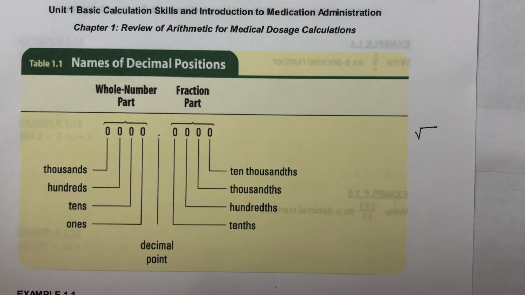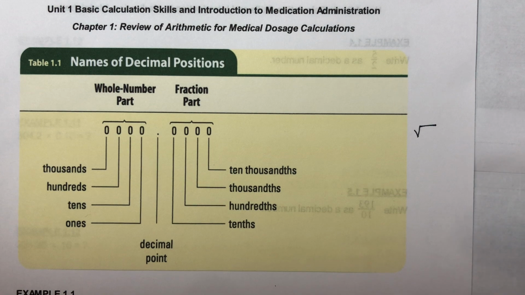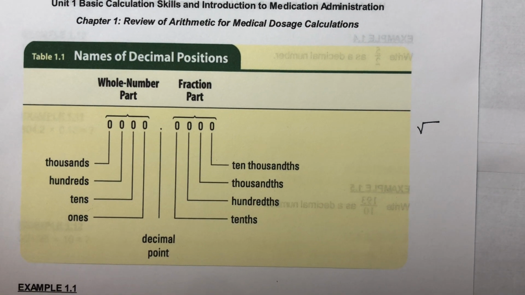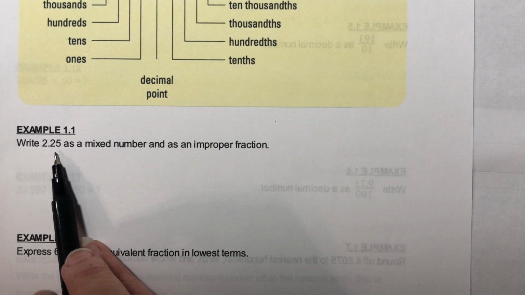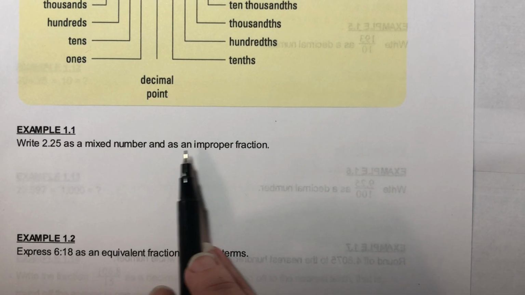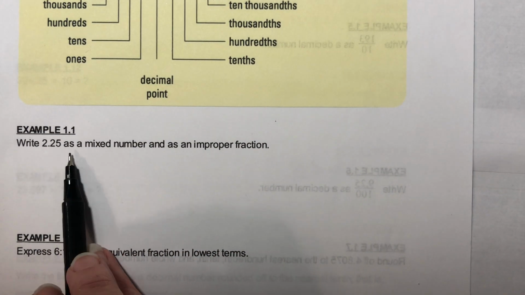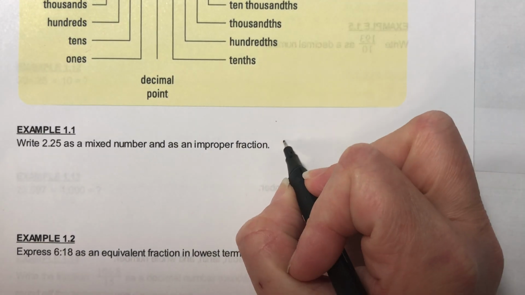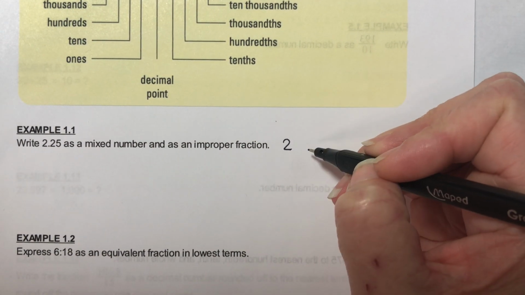Okay? So the first thing we're talking about is decimal positions. We're going to be using decimals and fractions a whole lot in this class, so this first chapter is just kind of getting used to that. The first problem we have is we want to write 2.25 as a mixed number and then also as an improper fraction. When you have a decimal like this, the number in front is going to be the whole part of the fraction, so it's going to be 2 and some fraction right here. And this fraction needs to be in lowest terms.